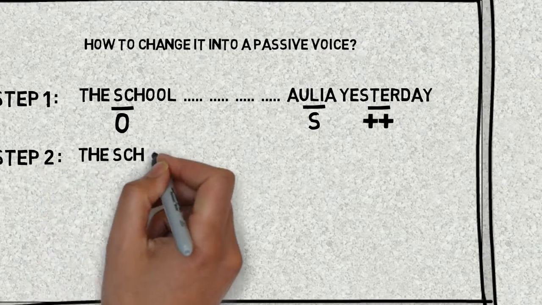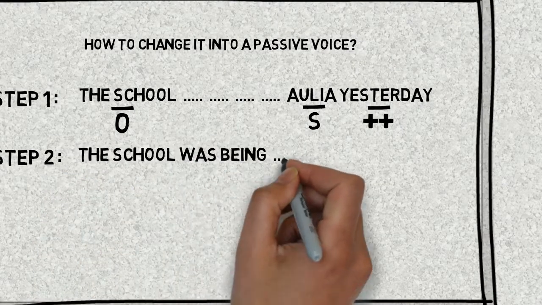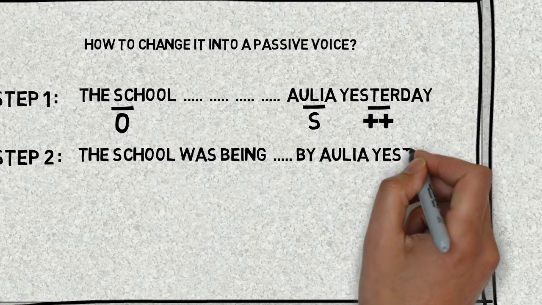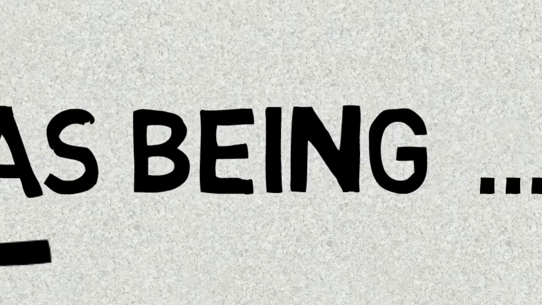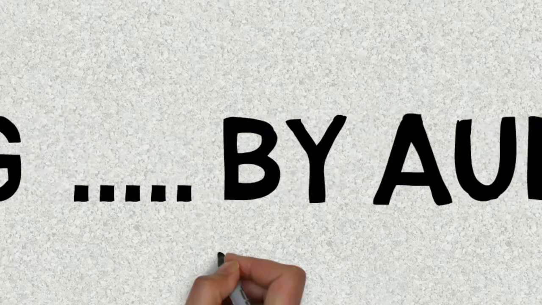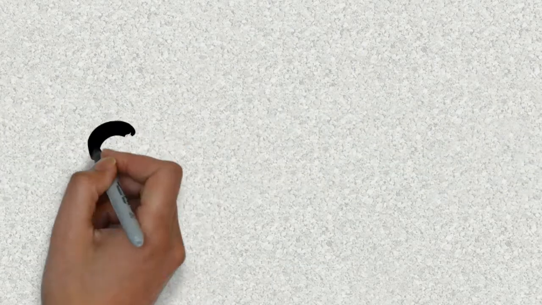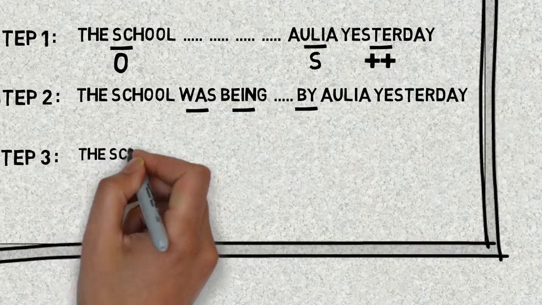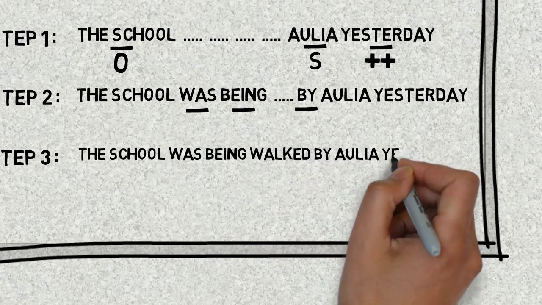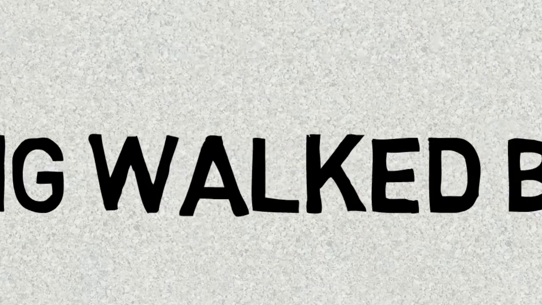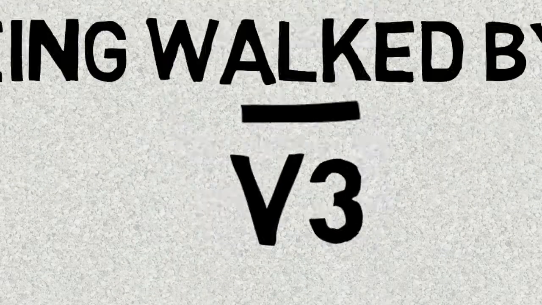Step 2. The school was being blah blah blah by Aulia yesterday. Add was and being after the object and by before the subject. Step 3. The school was being walked by Aulia yesterday. Add a verb 3 form.